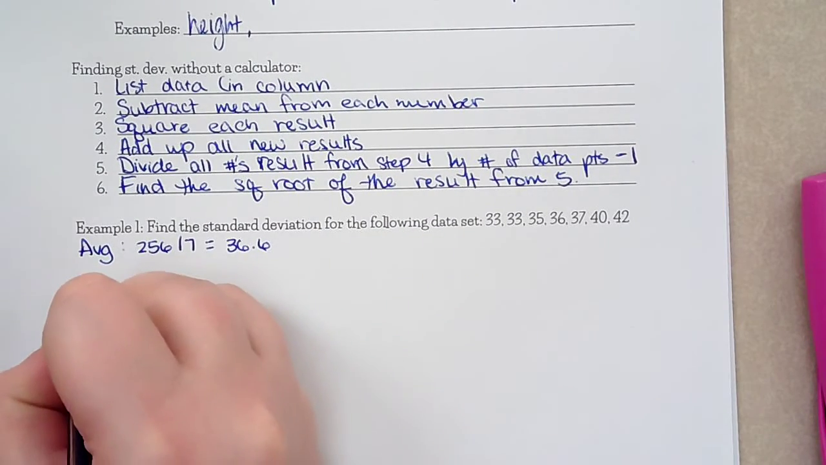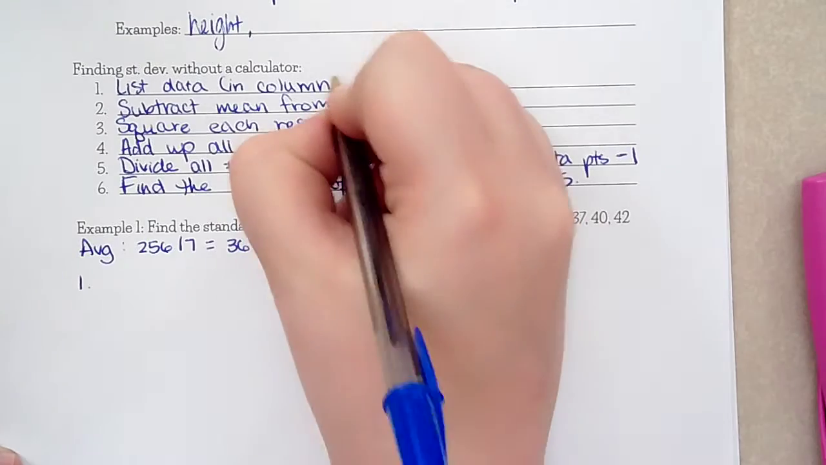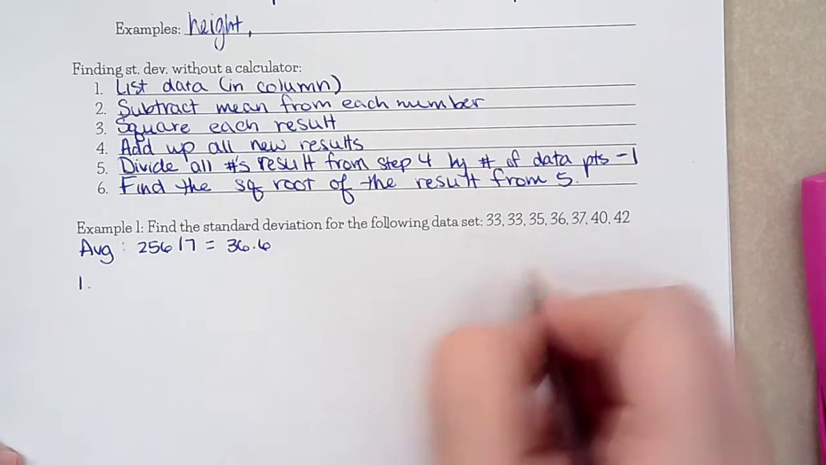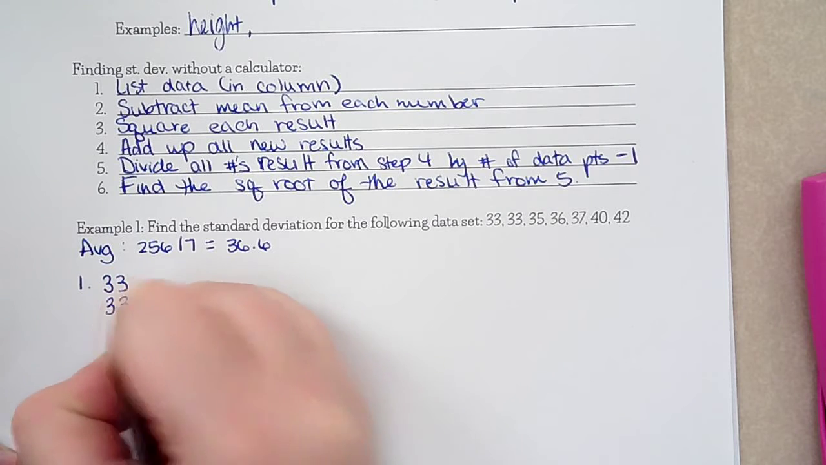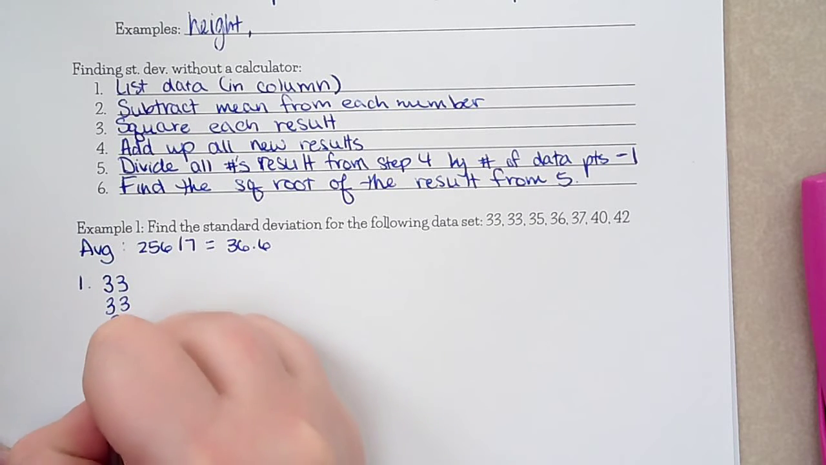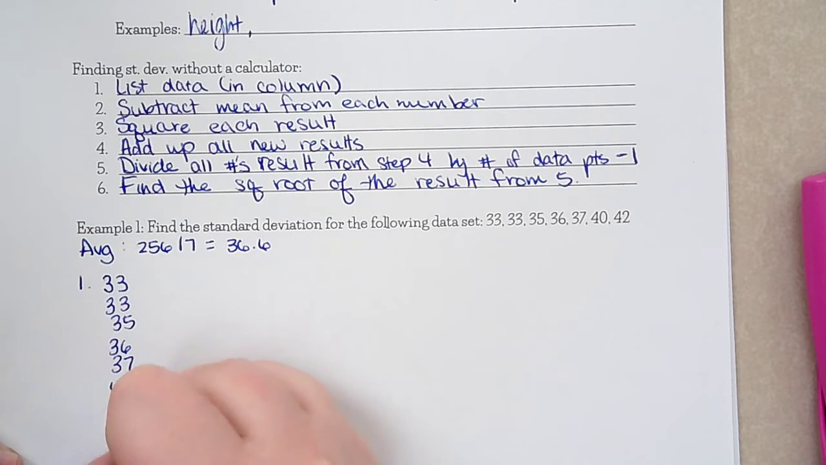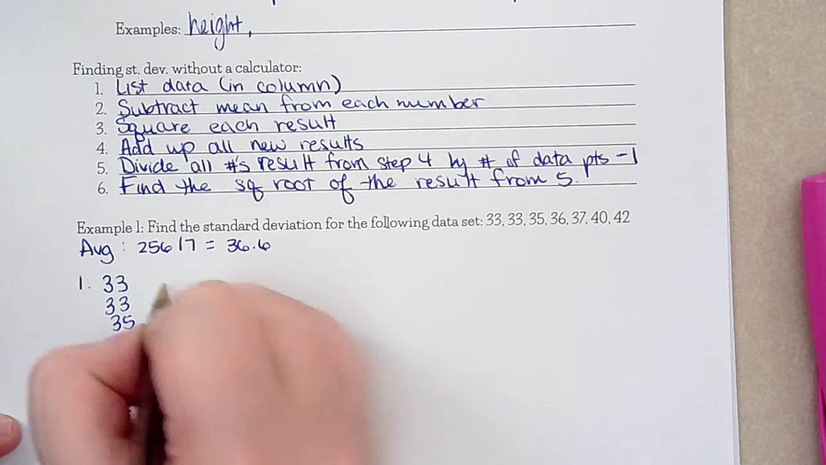Okay, so let's now start our steps. Step 1, we're going to list our data in a column. It is already listed for us, but I'm going to bring it down here: 33, 33, 35, 36, 37, 40, 42. Second step, we're going to subtract the average from each number.